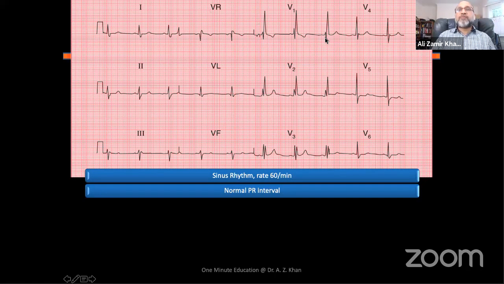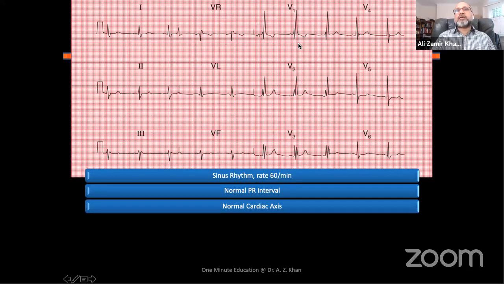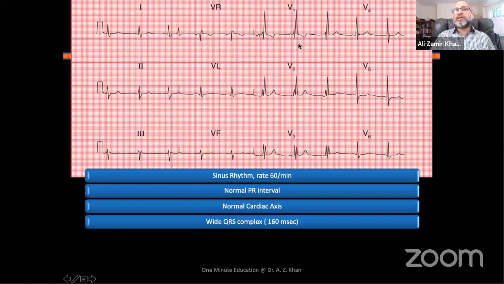Look at this deflection. There's a small upward deflection, which is reflecting septal depolarization. Then there's a downward deflection, which is representing left ventricular depolarization because it's going away from ventricular one, and then look at it, it's coming back towards the right ventricle in a big, big way, okay? So this is called the RSR. The axis is normal, we calculated that.